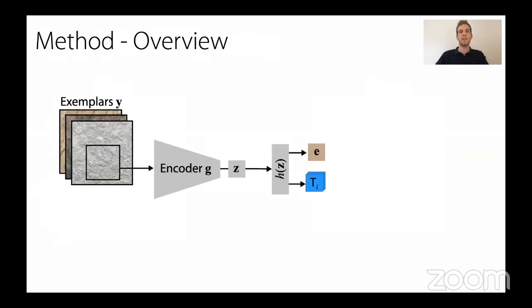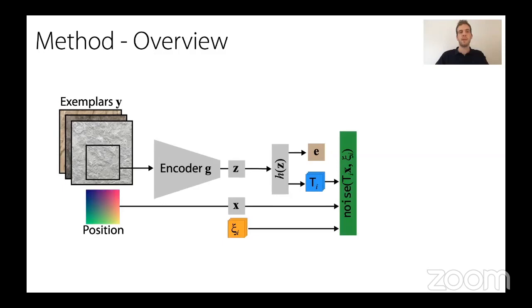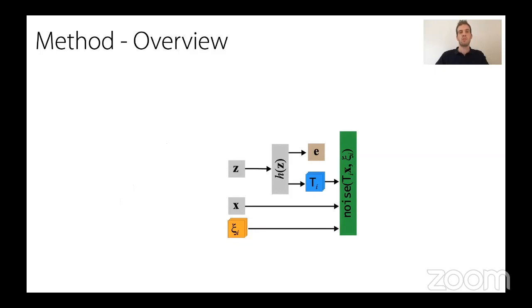Our latent space is then divided into 2 parts using a translator module H. It outputs a texture code E and a vector of learned transformations T. The texture code E can be seen as what kind of wood or grass is encoded. The vector of T's, on the other hand, is used to transform the coordinates before reading the noise that we're sampling from in the next step. Therefore, the noise function takes as input a coordinate x, the vector of transformation matrices T, and the random seed psi.